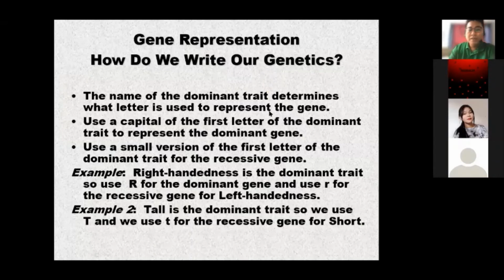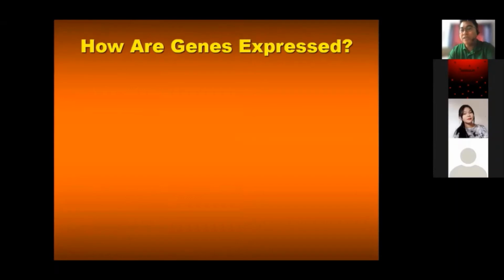Ayan. Example 2 naman, tall is the dominant trait. So we use big letter T for the dominant, and we use small letter T for the recessive gene for short. Ayan. So how are genes expressed?